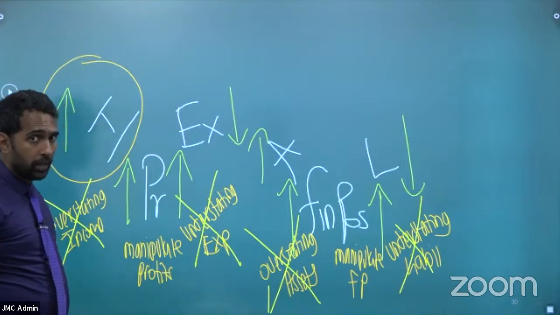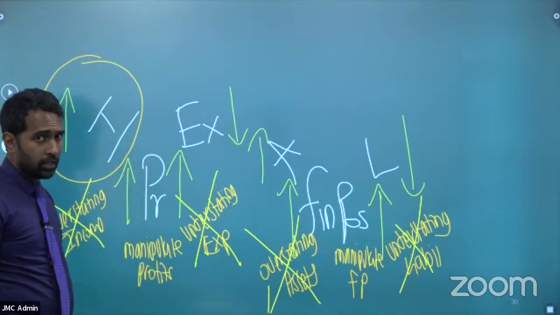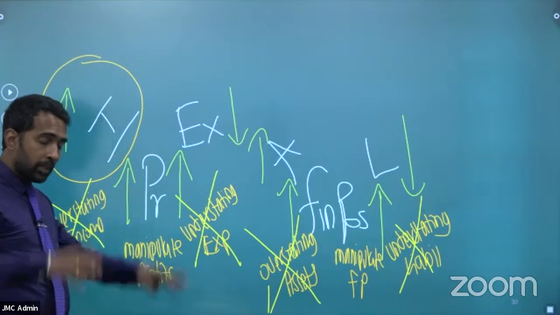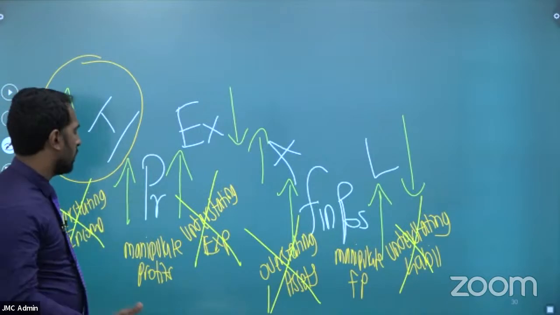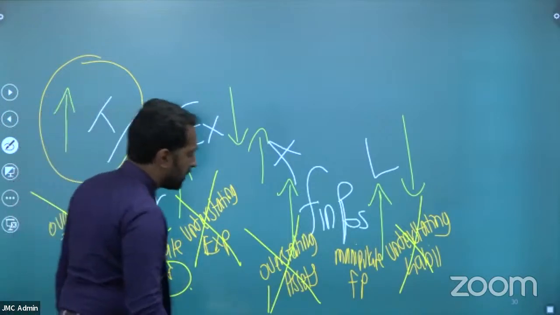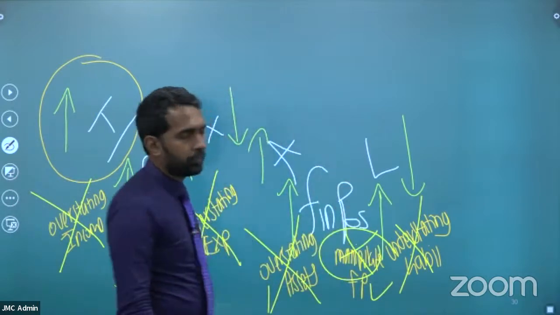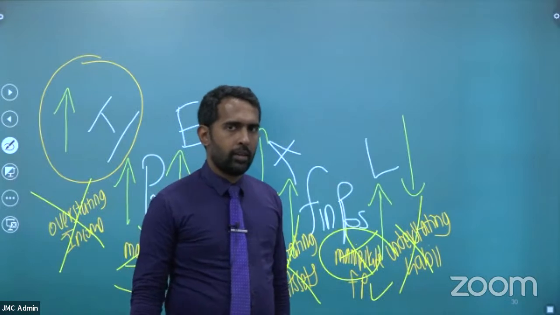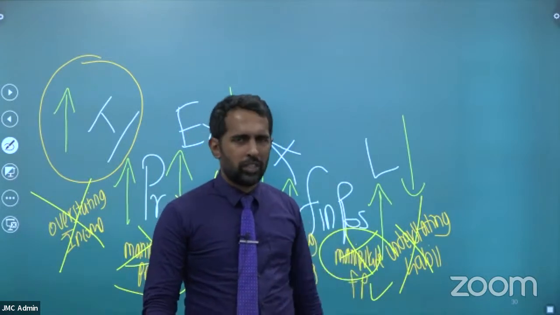Don't show overstated income or overstated assets. Don't show understated expenses or understated liabilities. Just show the real profit. Don't manipulate the profit. Just show the real financial position. Don't manipulate. What prudence says is, don't show a manipulated picture.